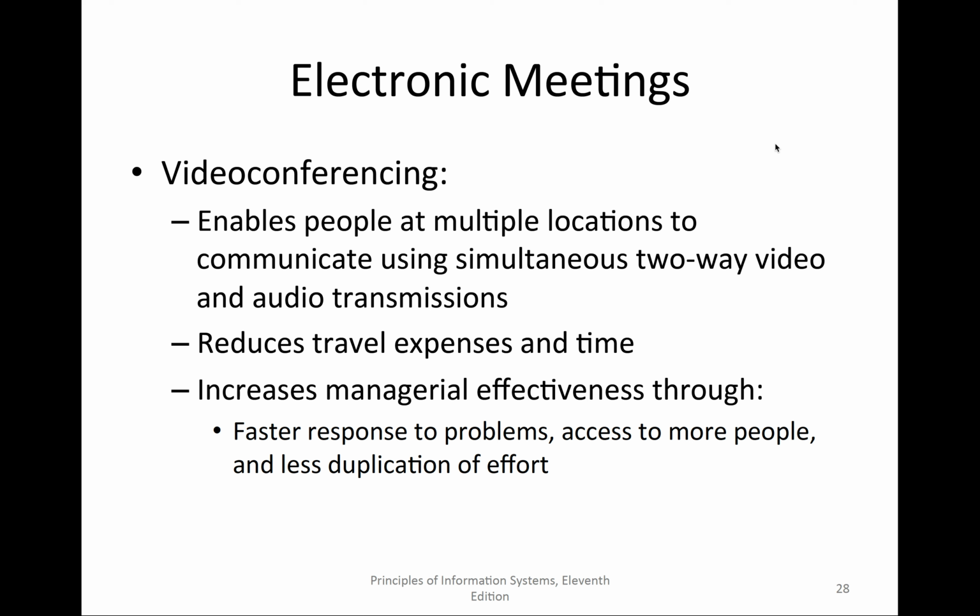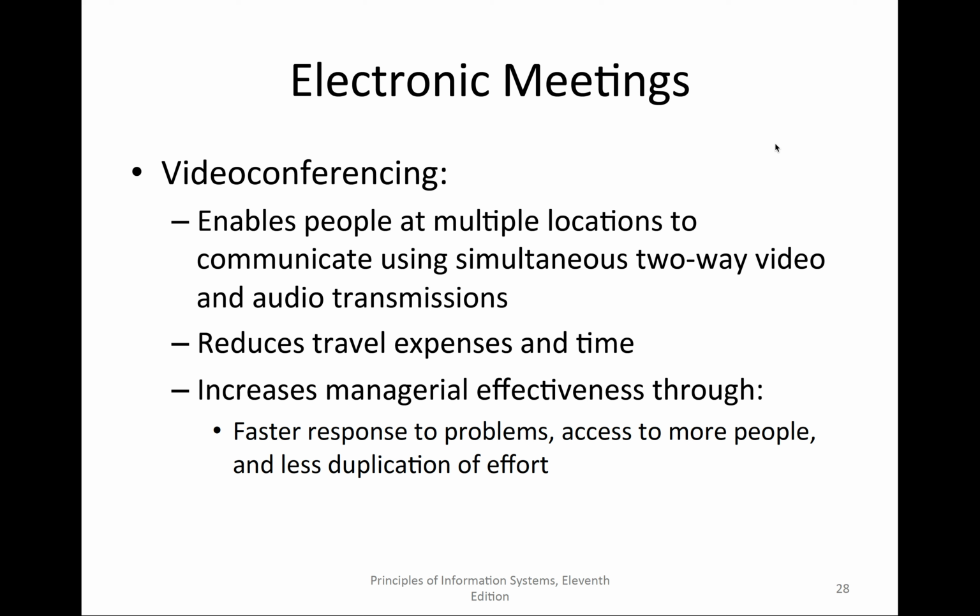Okay, this is something you are also familiar with: video conferencing. Our online session takes place via Zoom. There are other applications such as Microsoft Teams or Google Hangouts. You can name any of them. And the technology is called video conferencing. It enables people at multiple locations to communicate using simultaneous two-way video and audio transmission. So it's synchronous communication.